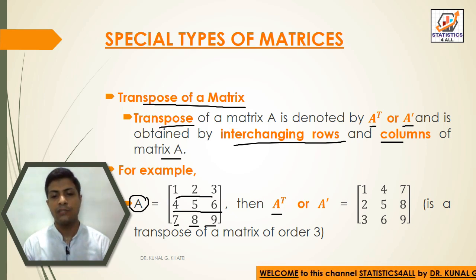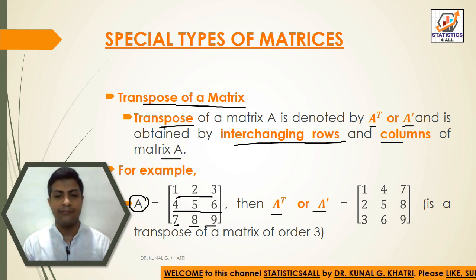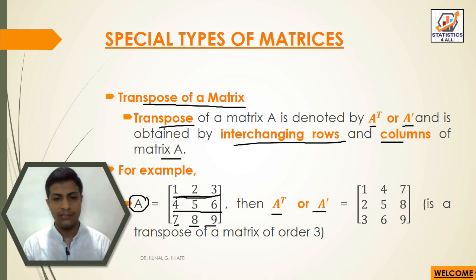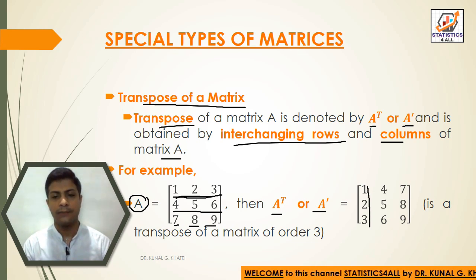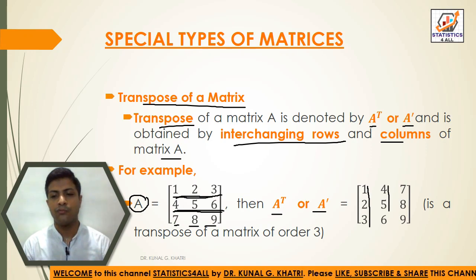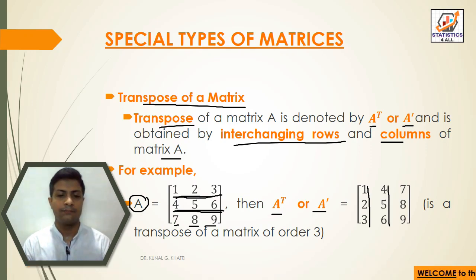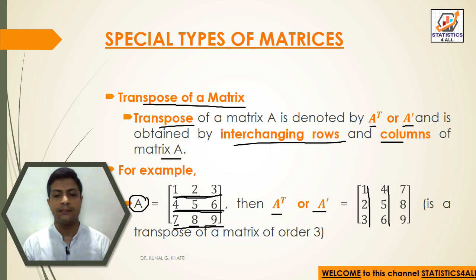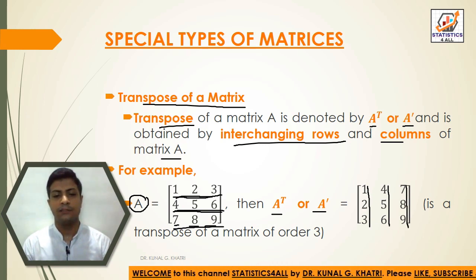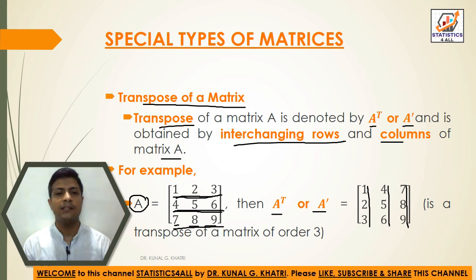Then A raised to T or A dash is equal to, we are interchanging rows into columns. So here the first row 1, 2, 3 we convert into a column, 1, 2, 3. Then the second row 4, 5, 6 is converted into 4, 5, 6 in a column. 7, 8, 9 in a row we convert into a column 7, 8, 9. So it is a transpose of a matrix of order 3.